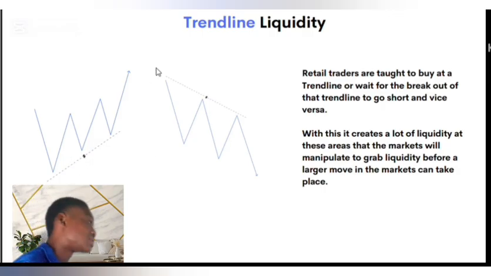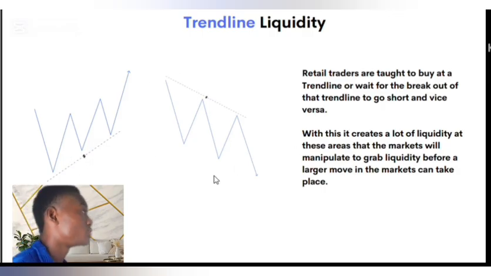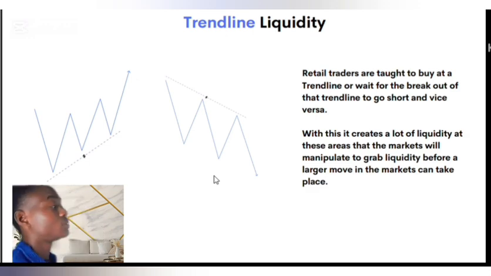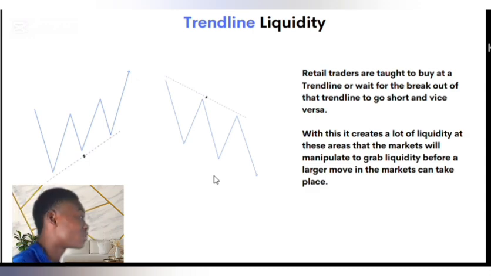Normally, retail traders, whenever they come to the market, they will be told to use the simplest strategy, which is the trade line: buy low and sell high. You should buy at the trade line. If price touches the trade line, you should consider selling. And they never knew that that is a liquidity. Sometimes they will be trapped, whereby price will take their stop loss, grab liquidity, and go to the desired direction. You understand? With this trade line, markets create a lot of liquidity that it will grab before moving to the desired direction. Hope you get that.